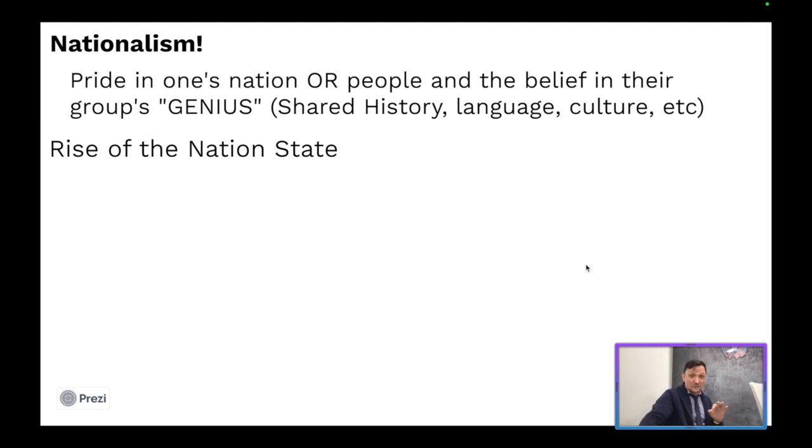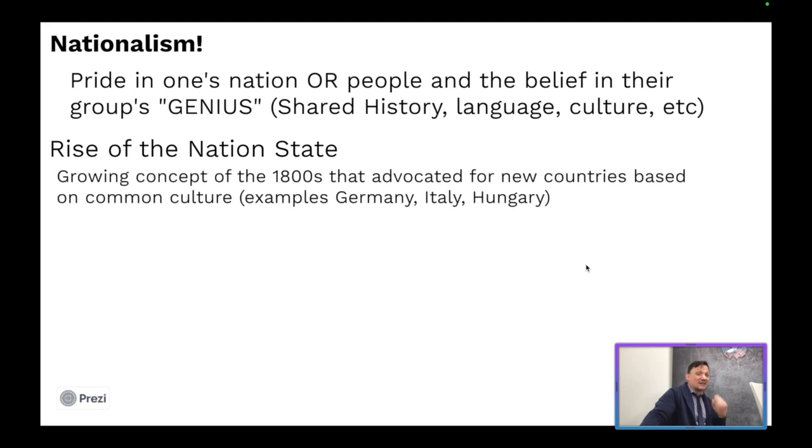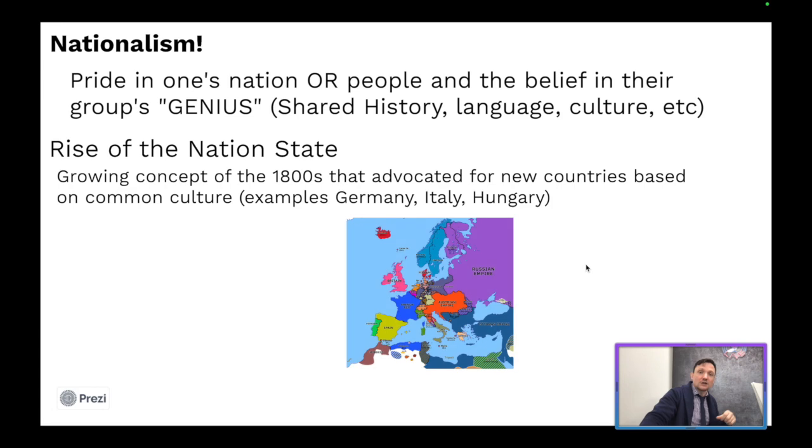What's beginning to happen also in the 1800s in Europe, when nationalism is beginning to show up, is the rise of the nation state. This is a growing concept in the 1800s because before it, we had kingdoms or territories and fluctuating empires. But in the 1800s, you're beginning to see new countries advocate for themselves based on common culture. Examples are Germany, Italy, Hungary, areas that look at other territories that speak their same language or share cultural things with them, and they want to create new nation states, or new countries, if you will.